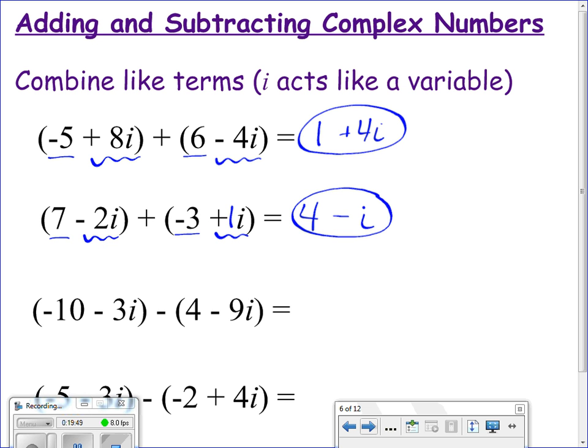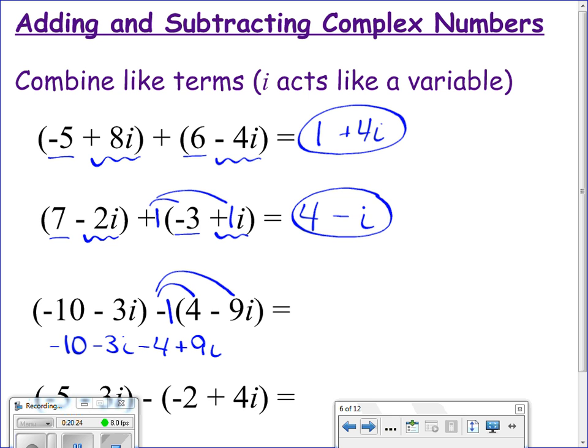Good. Is this set of parentheses necessary? No, this set's not necessary. Negative 10 minus 3i. But this set, if there's a negative in front, it's like a negative 1 sitting there. You're going to have to distribute this. Now, technically, I could have that same idea up here, but if I distribute and multiply everything by a positive 1, does it change anything? No. Does it change if I multiply by a negative 1? Yeah, it does. So let's go ahead and distribute this negative.